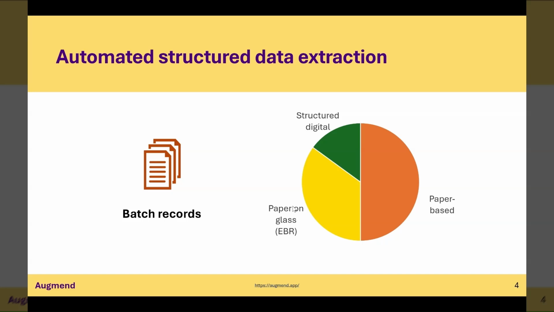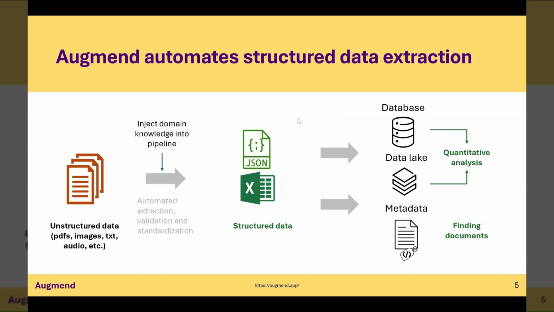But since it is locked in documents, using batch records inevitably calls for manual data review, extraction, and analysis. Given how information dense and large batch records can be, this is an extremely tedious and time consuming task. Today, I'm going to show you how our software solution Augment automatically extracts structured information from batch records so that you can conduct your batch review analysis in minutes rather than hours or days.